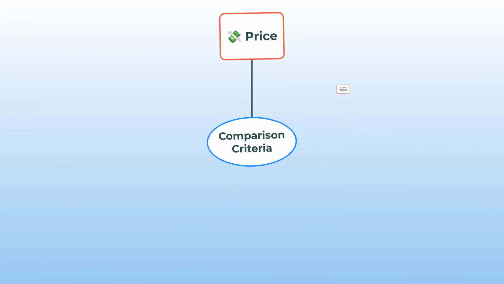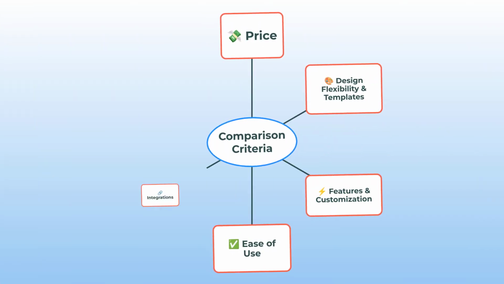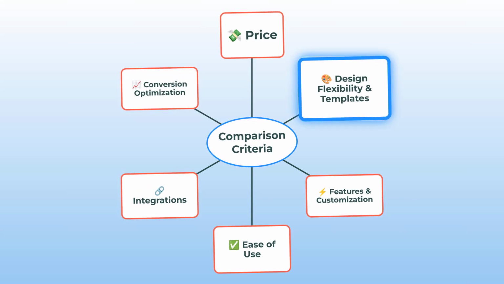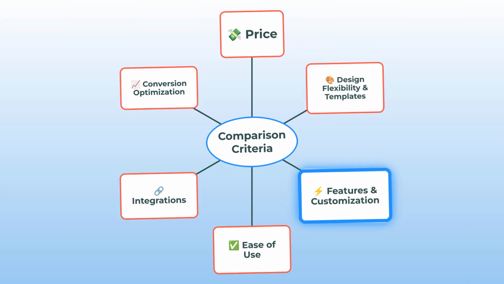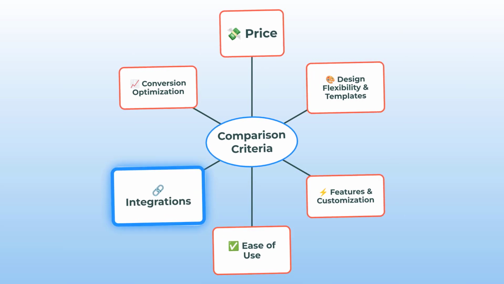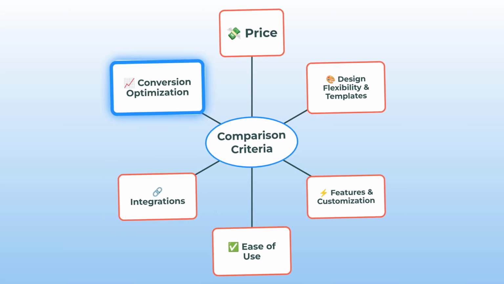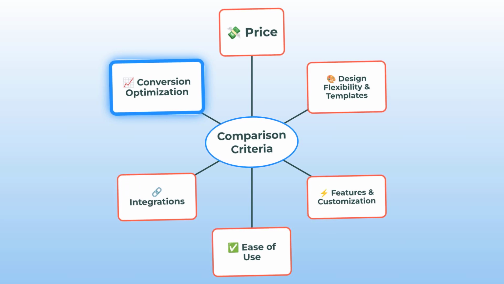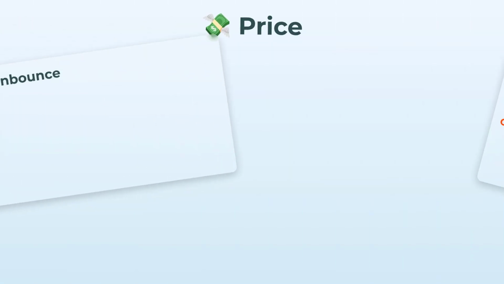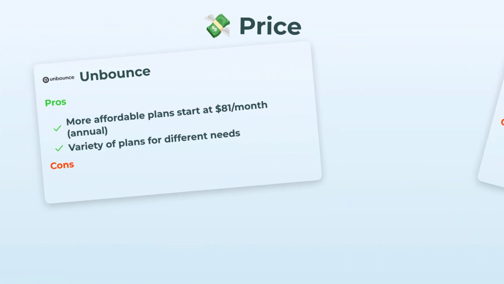So before we get hands-on, here's how we're gonna break it down. Our main focus: price, design, flexibility and templates, features and customization, ease of use, integrations, and of course, conversion optimization. Got all that mapped out? Sweet, let's roll. Let's kick off with price because seriously, nobody wants to empty their wallet over landing pages, right?